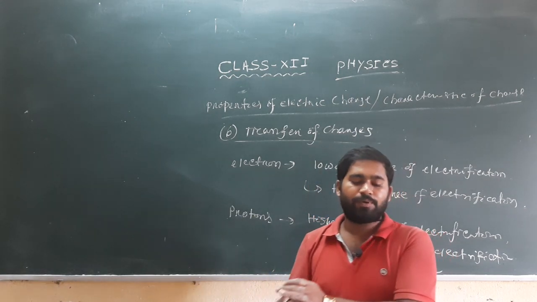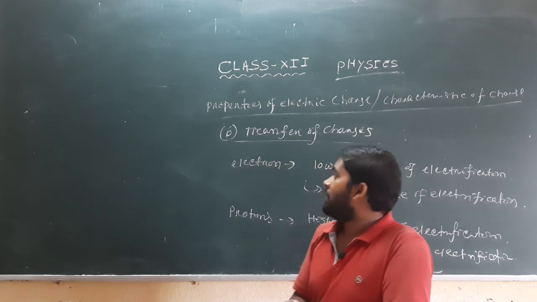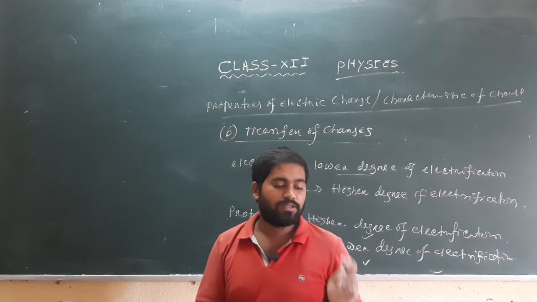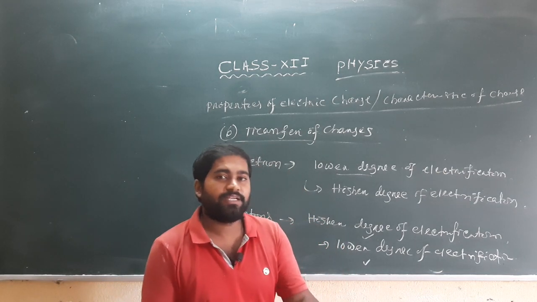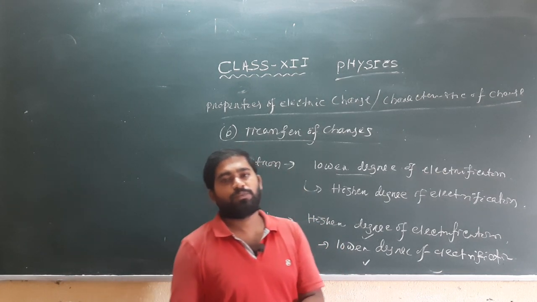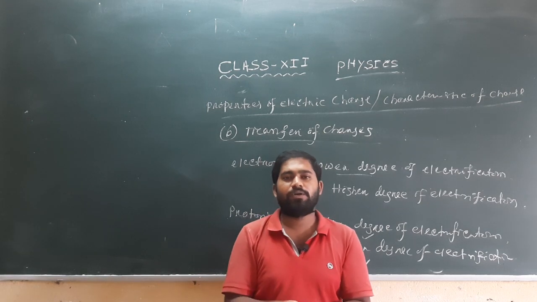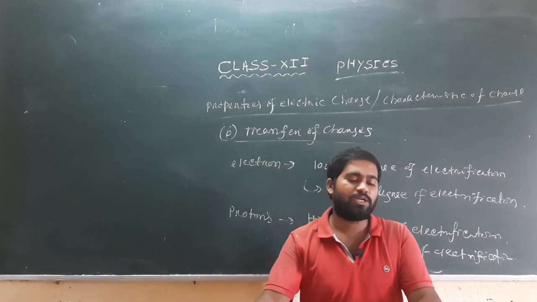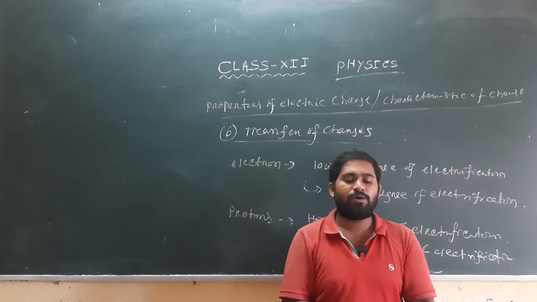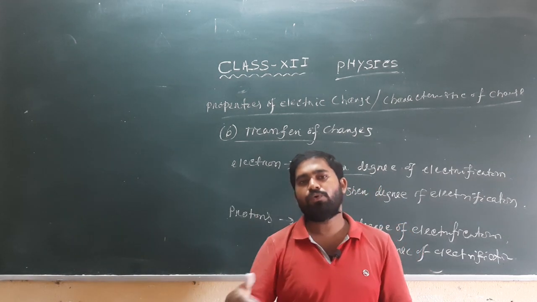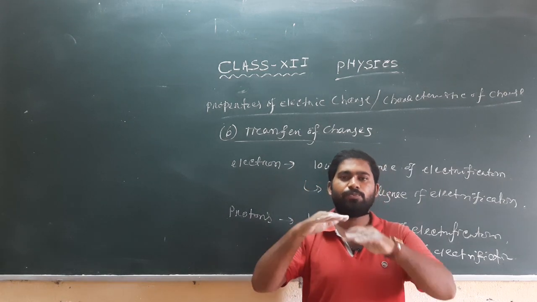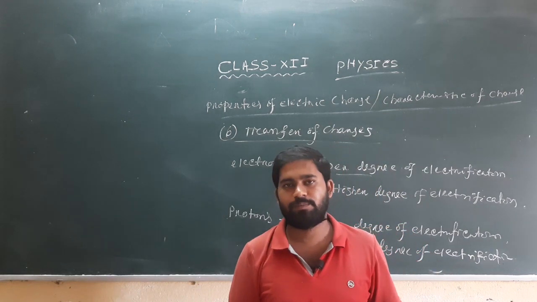Another property we can say: the transfer of charge takes place from one body to another body, but it is not possible to transfer all the charges of a body to another body. It is not possible to transfer the total charge of one body to another body. We can only transfer the charge up to the same degree of electrification.